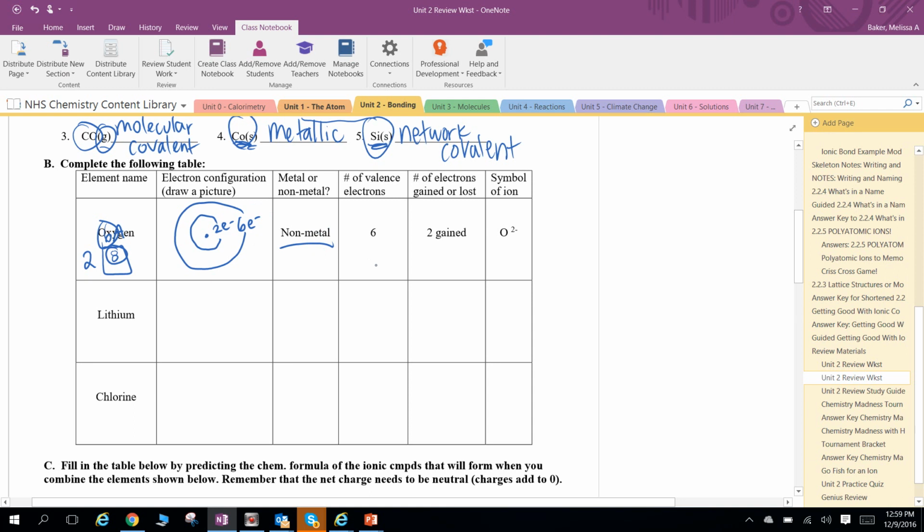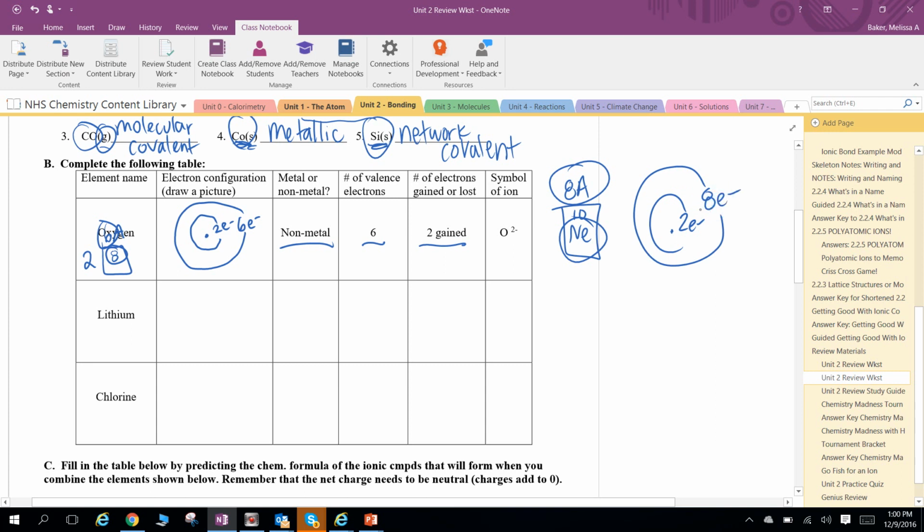This part was done for us. It's to the right of the zigzag, so it's a nonmetal with 6 valence electrons. It wants to gain 2 to be like neon. Neon is in group 8A. That's the noble gases, and so it wants to be like number 10, neon. And when I say it wants to be, it really just wants to have the same outer shell of electrons as neon. So it wants to have 8 electrons in its outer shell.